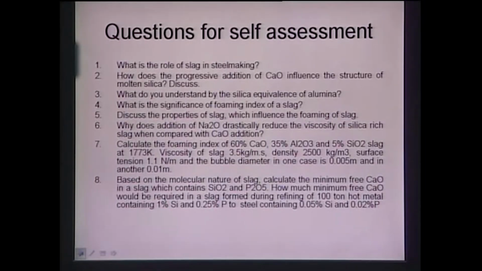The last question is, based on the molecular nature of slag, calculate the minimum free CaO that is required, for a slag which contains SiO2 and P2O5. How much minimum free CaO would be required in a slag formed during refining of 100 tons of hot metal containing 1% silicon and 0.25% phosphorus to steel containing 0.05% silicon and 0.02% phosphorus? Remember, you have to subtract that amount of silicon and phosphorus which is going to steel, the rest will be captured by calcium oxide. So, good luck with the solution of the problem.